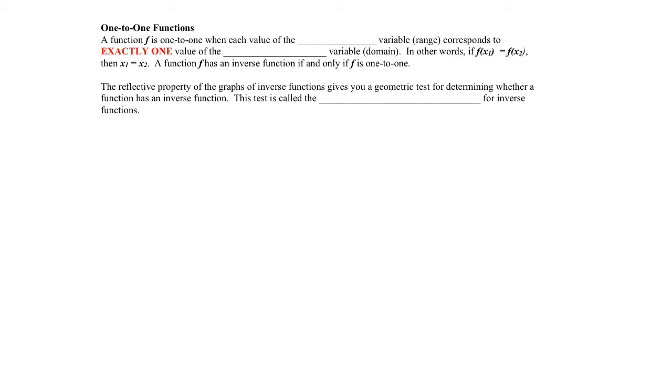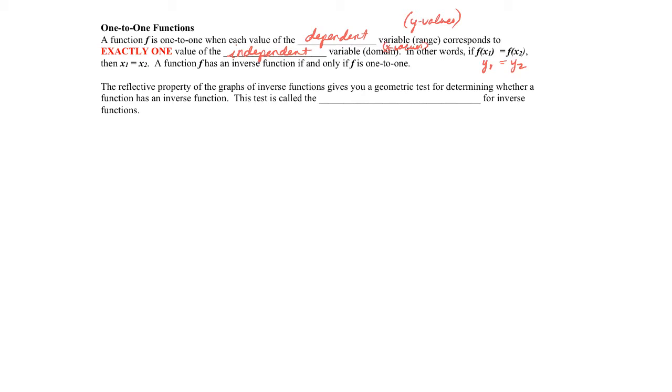Okay, so now we're ready to talk about one-to-one functions. A function is one-to-one when each value of the dependent variable, remember the dependent variable is the range or the y values, that's dependent because it depends on what x is, corresponds to exactly one value of the independent variable. Remember, the independent variable is the domain or the x values. In other words, if f of x1 is equal to f of x2, so that's two outputs, you could think of that as y1 is equal to y2, then we know that the inputs x1 and x2 also have to be equal to each other.